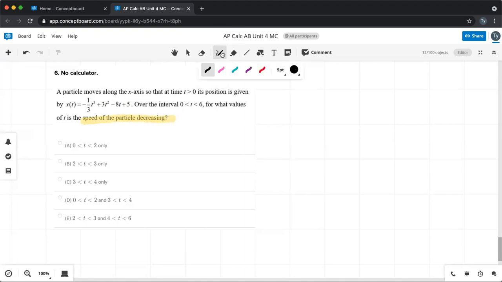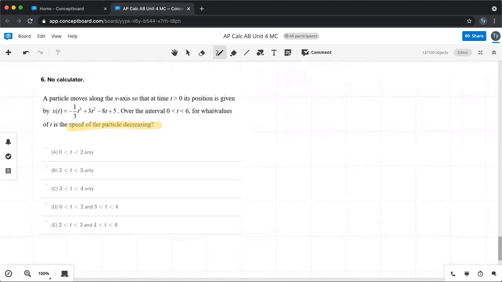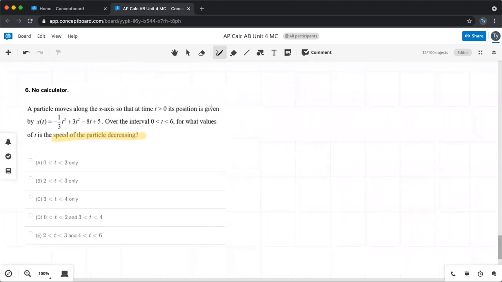We are looking for the speed of the particle decreasing. This is something that I mentioned today, which is Thursday, and I've mentioned the previous time we did particle motion, but we haven't seen too much of this. So I want to really hone in on this. This is probably the most important particle motion question that you can know, because they love to ask this kind of question. When is the particle's speed increasing? When is the particle's speed decreasing?